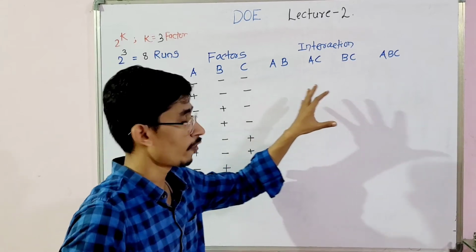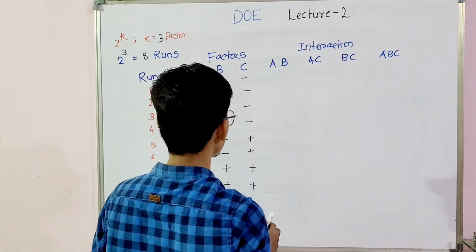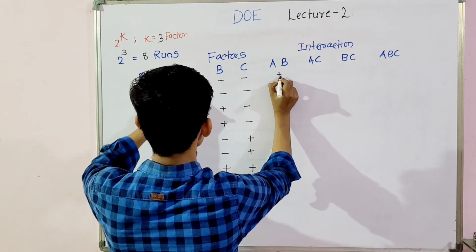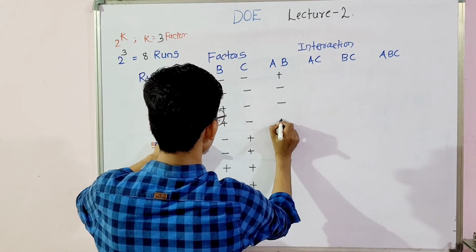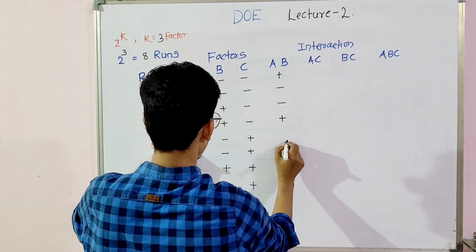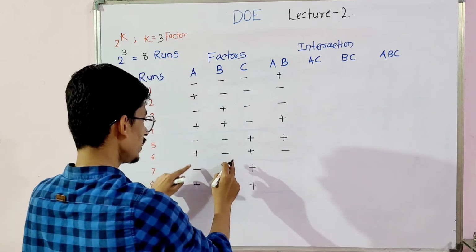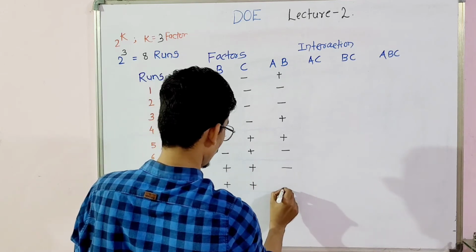Now we'll check what the interaction effect is over here for AB. So what will be the interaction effect of minus minus? Minus minus AB: minus minus is a plus, plus minus is a minus, minus plus is a minus, plus plus is a plus, minus minus is a plus, plus minus is a minus. Okay, what will this be? Minus plus is a minus, plus plus will be a plus.